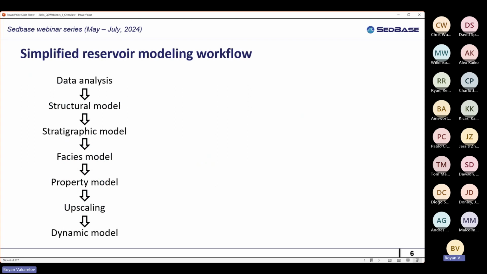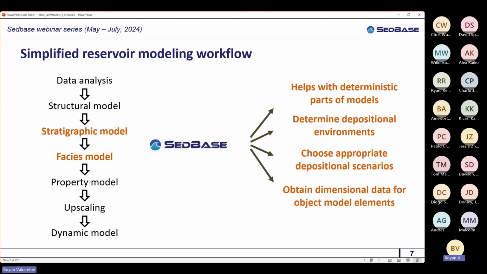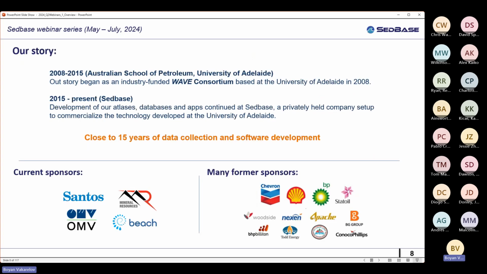If you think about the typical reservoir modeling workflow that you're following, doing data analysis, structural modeling, stratigraphic modeling, facies modeling, property modeling, etc., where we fit in is kind of in the stratigraphic model, facies model part of the workflow. More specifically, the main use of Sedbase would be to help you work out what we can call the deterministic portions of models, so things such as figuring out depositional environments, choosing appropriate depositional scenarios, and then obtaining, for example, dimensional data for object models that you can use in your modeling.